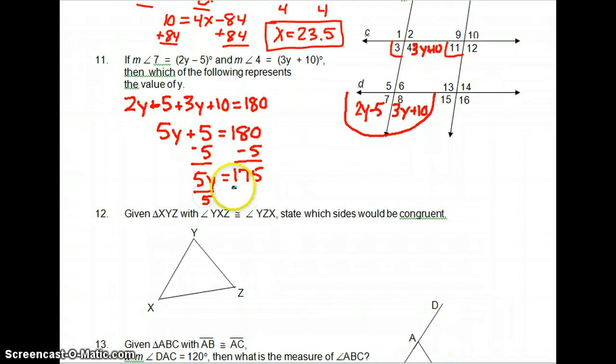And divide both sides by 5. y equals 35, and that's what I needed to find. 12.